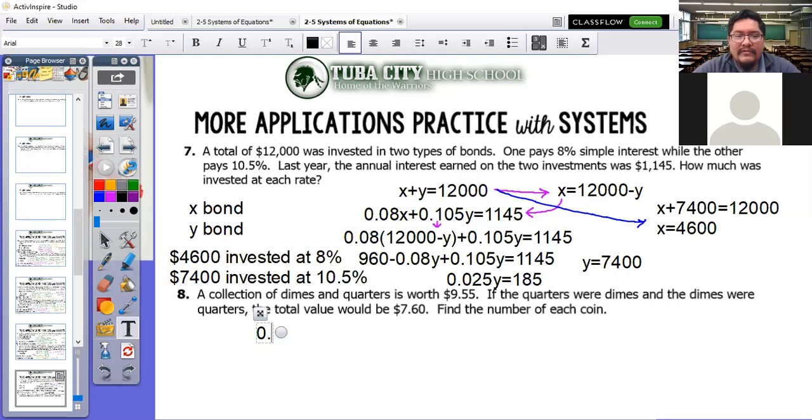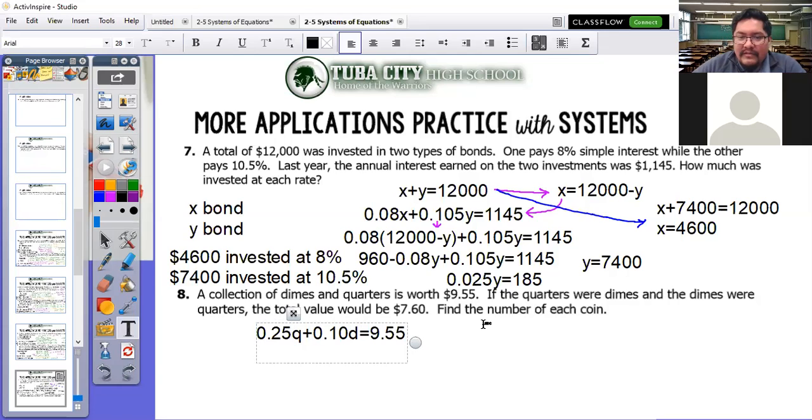Okay, so let me go ahead and do this one. A quarter is 25 cents plus a dime. I'm going to put 10 like this because that's how you would say 10 cents, and that's for a dime. And the true value is $9.55. However, there's going to be another one, and this one's tricky because it says if quarters were dimes and dimes were quarters.